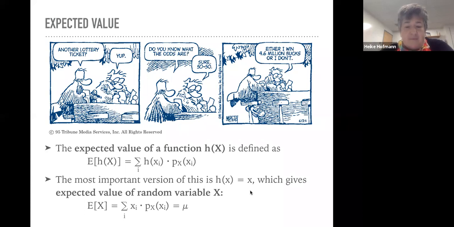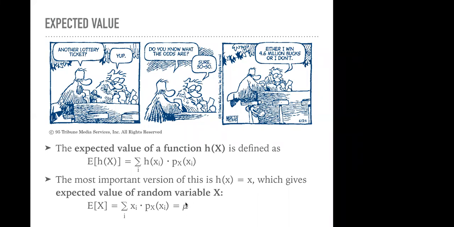One version of this h of x is nothing but the identity, so x itself. And that gives us the expected value of this random variable x. So the expected value of x is the weighted sum of all of its outcomes, weighted by the probability of each individual outcome. And sometimes we also call this expected value of X mu. Just a little bit more notation here.